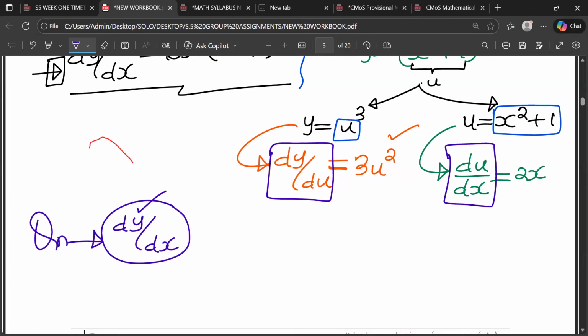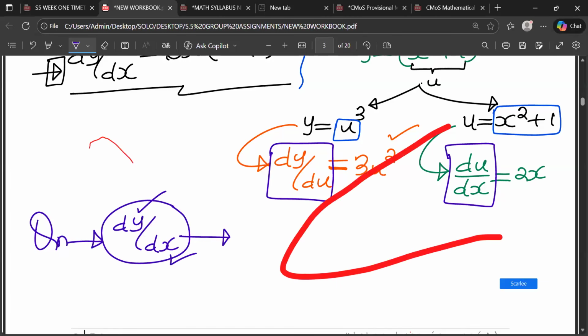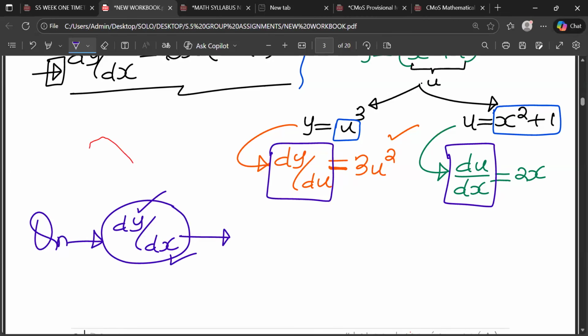Please, Mokwaya, you leave my screen. Then we have dx at the bottom. I don't know why these people are disturbing us. Okay, thank you.